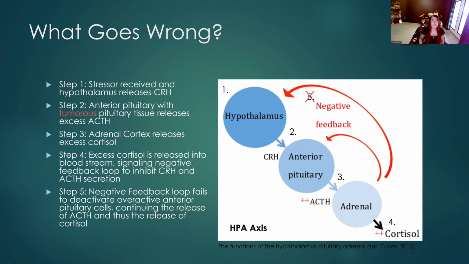So what goes wrong? Step one, a stressor is received and the hypothalamus releases CRH. All good. And then the anterior pituitary, with tumorous pituitary tissue, releases excess ACTH. Then the next step, the adrenal cortex releases excess cortisol because of all the excess ACTH. And then there's just too much cortisol in the blood. The negative feedback loop then fails to deactivate the overreactive anterior pituitary cells because there's not enough inhibitory feedback hormone to stop the big clump of cells that is more than normal. And so it continues releasing ACTH, and that means continued release of cortisol into the body.